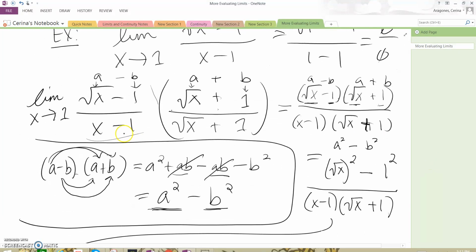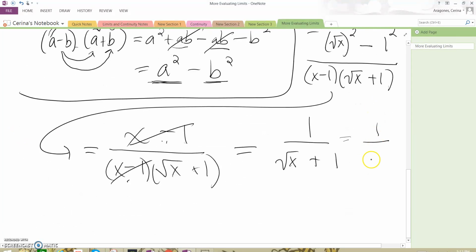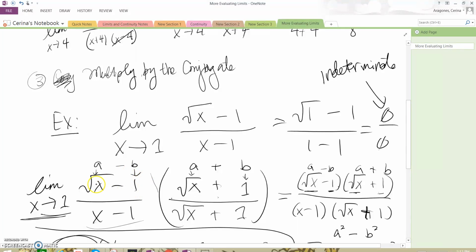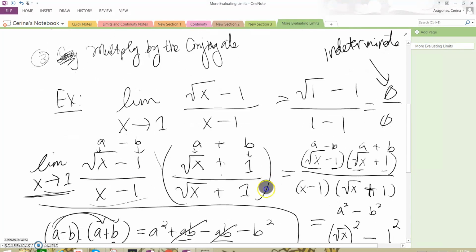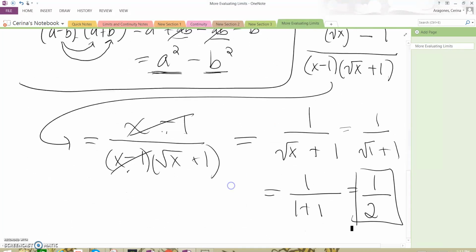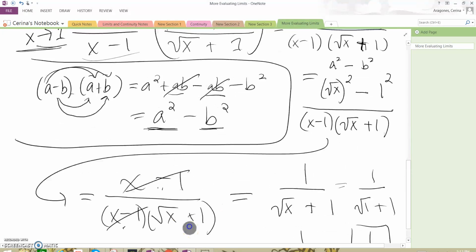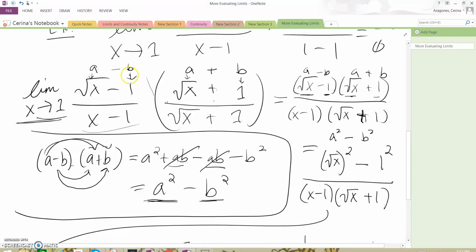My original limit I was trying to find, so 1 over root 1 plus 1, which is equal to 1 over 1 plus 1, which is equal to 1 over 2. And that is my limit as x approaches 1 of root x minus 1 over x minus 1. Okay? So this is something you can try when you have, like I said, either an a minus b term or an a plus b term.